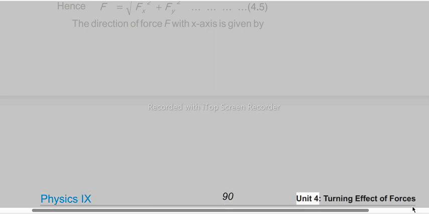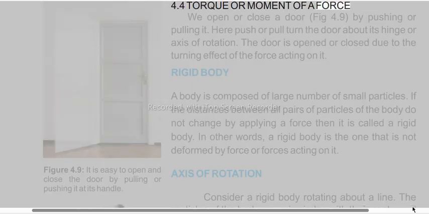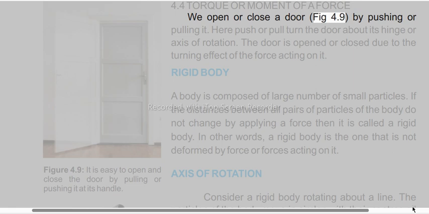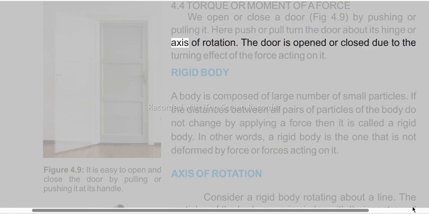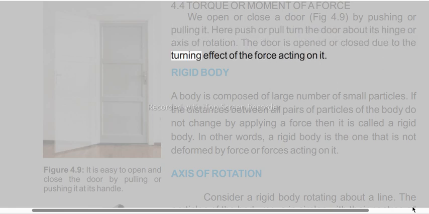Physics 990, Unit 4, Turning Effect of Forces. 4.4 Torque or moment of a force. We open or close a door, figure 4.9, by pushing or pulling it. Here push or pull turns the door about its hinge or axis of rotation. The door is opened or closed due to the turning effect of the force acting on it.